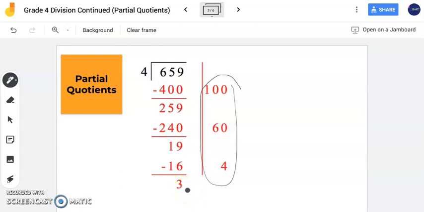Except I'm not done. To find my quotient, I take all the numbers on the side and I'm going to add them together. So I have 100 plus 60 plus 4. Notice this is actually my quotient in expanded form. So when I add these together, I get 164, but I can't forget about my remainder from before, remainder 3. Now the only difference is instead of putting my numbers on top over here, I put them on the side and then added them together when I was all done. This is just another method to help you solve a long division problem.